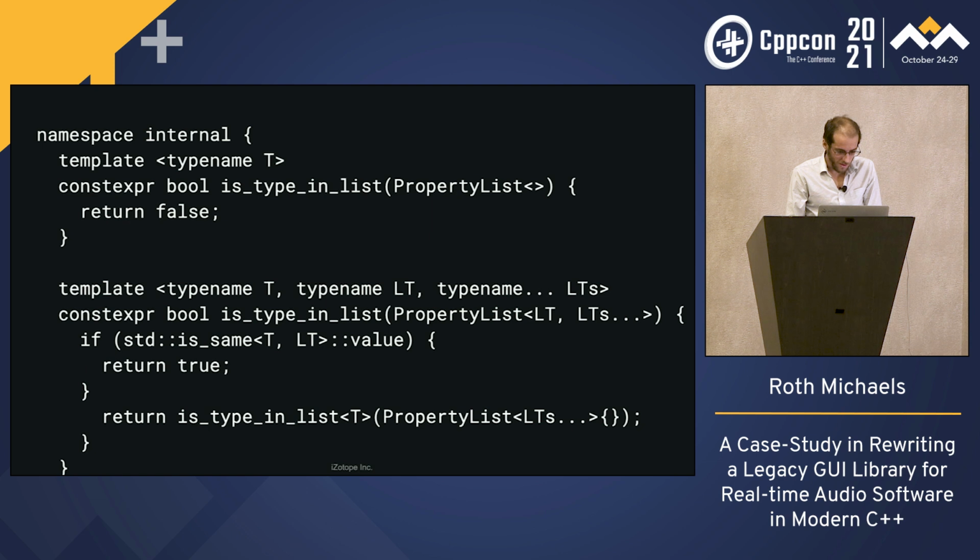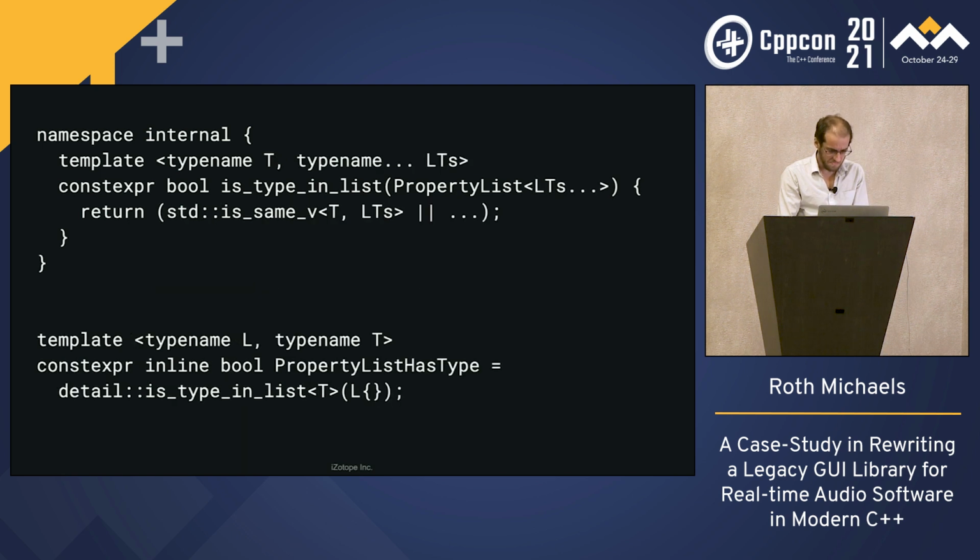Just for fun, or maybe not fun, this is kind of what that same type is type in list would look like without the full expression. If you were in C++14, you'd have to basically write it as a recursive function where the base case of an empty property list returns false. And then for every item, we're pulling off the first item in the list. And if the first one's true, return true. If not, recurse. And that generates a lot more templates and is slower to compile. And it's just not as pretty to look at as this is.